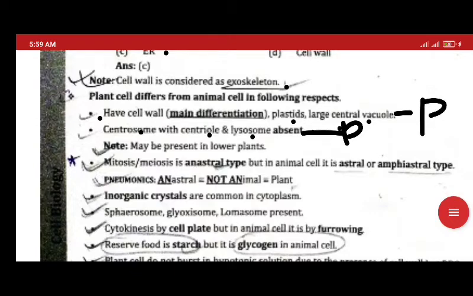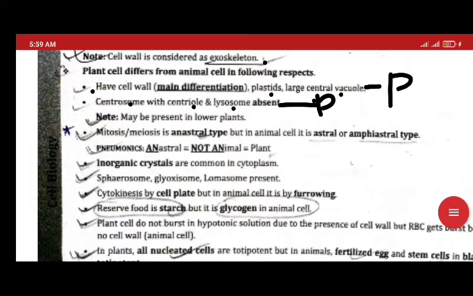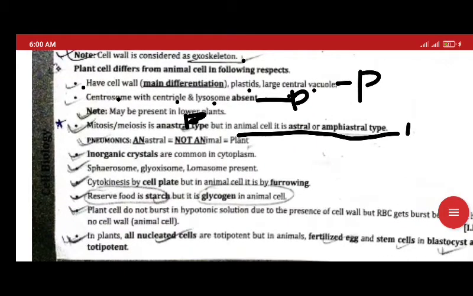Now mitosis and meiosis is anastral in plant. This is in what? Plant. And astral in what? Astral or amphiastral in animals. So you can say amphiastral or astral is where the spindle fiber is in contact with what? Centriole. That is called what? Astral.